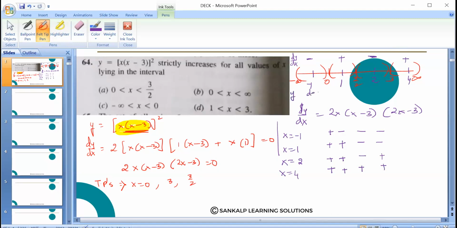That means y is decreasing, increasing, decreasing, and increasing. The increasing intervals which they're asking for are 0 to 3 by 2 and 3 to infinity. 0 to 3 by 2 is there, 3 to infinity is not there. So you can go for option A. Next is 65.